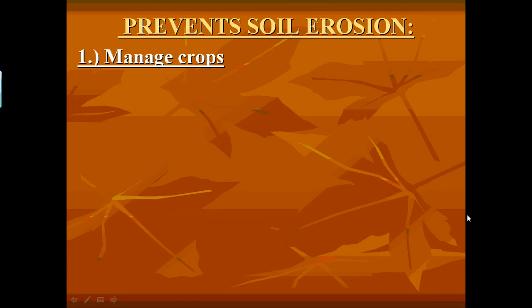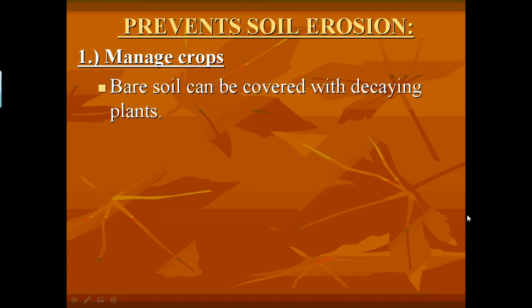Things that prevent soil erosion. So we're helping soil stay in place. We're trying to prevent it from going away. Are managing crops, so this would be like with farmers.